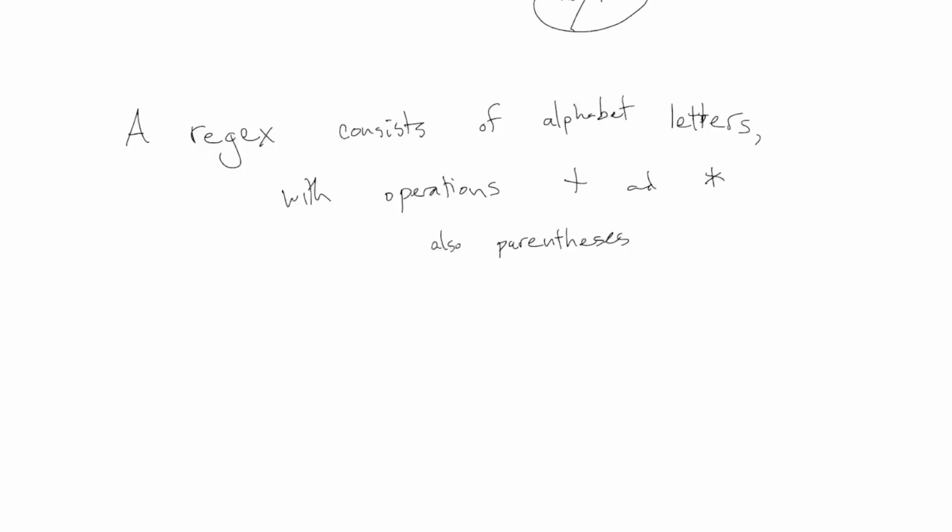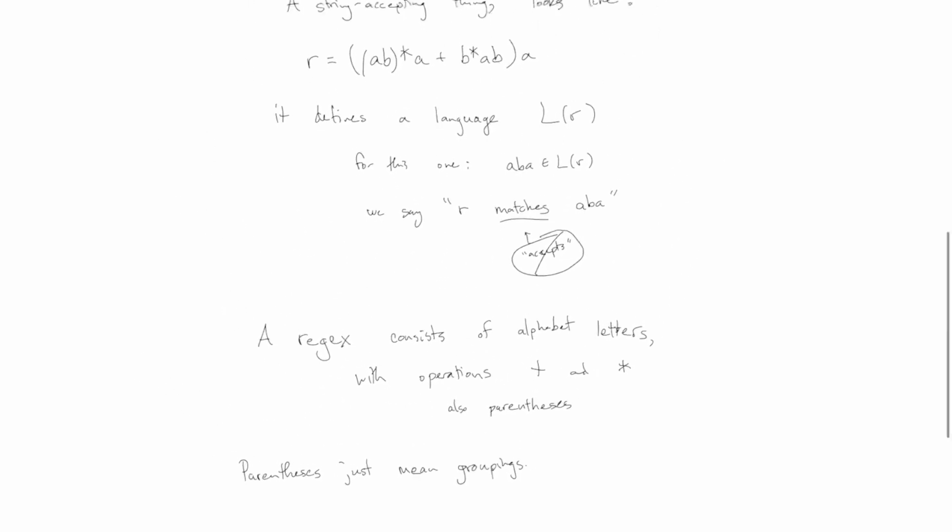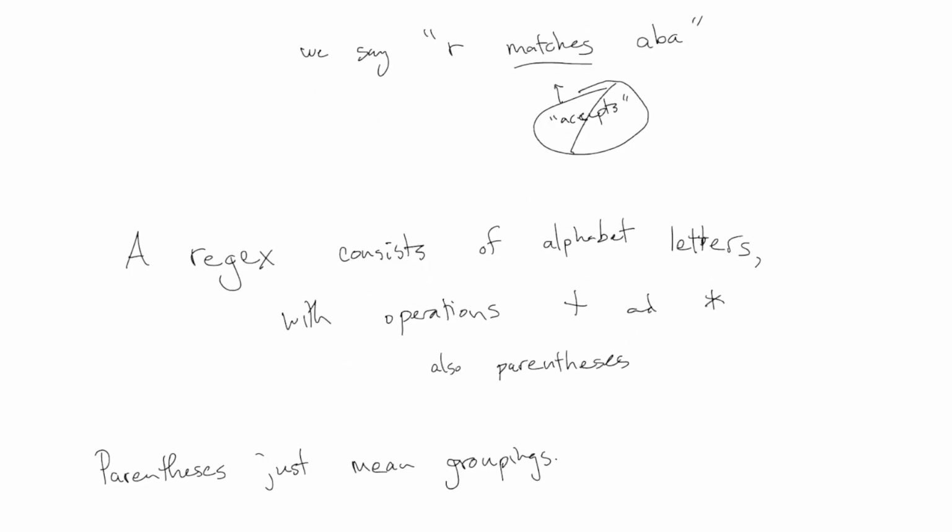So first of all, parentheses are used like they are in math. Parentheses just mean groupings. In that example you saw up there, for instance, I have AB in parentheses, star, and that just means the star operation applies to AB as a chunk, all right? It's exactly what you think the parentheses should mean in ordinary mathematics.